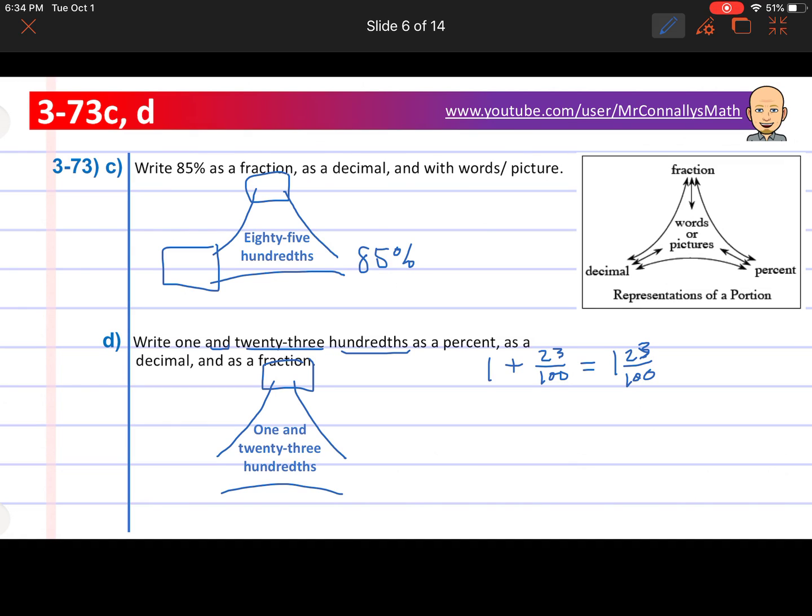And then writing it as a decimal, you can think of it this way. 1 is 1.00. And 23 100ths is the same as 0.23. So put those two together. 1 plus, let's think of it as $1.23. What would that answer be? Yeah, you're right, it'd be $1.23. So let's take that $1.23 and let's put it over here. And that'll be your decimal.